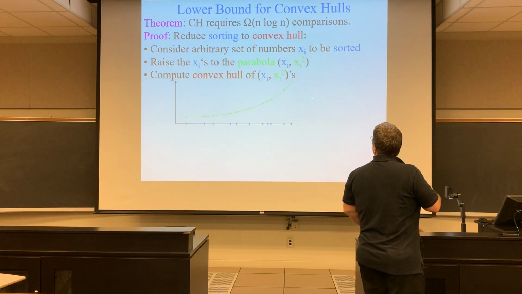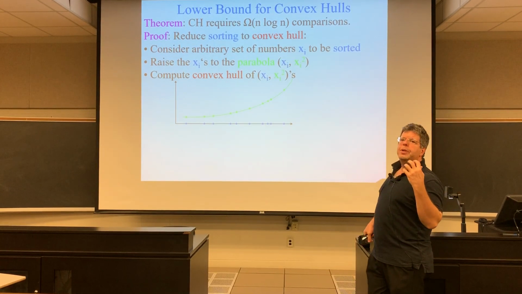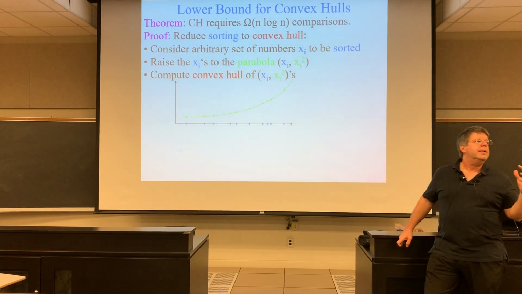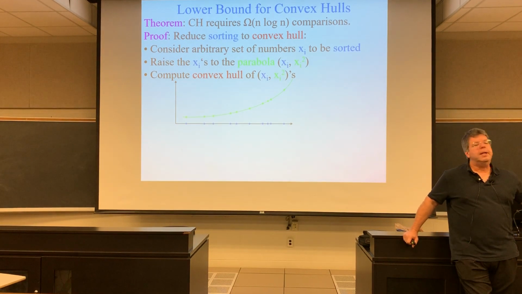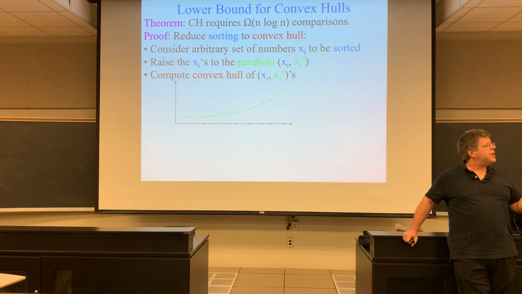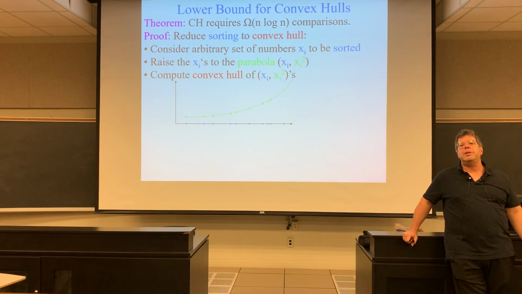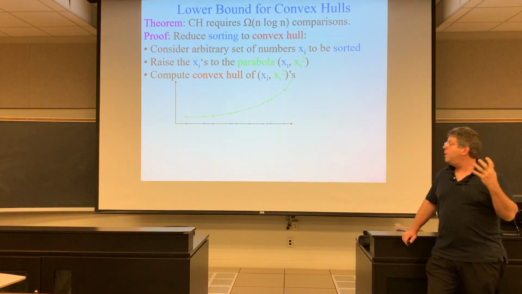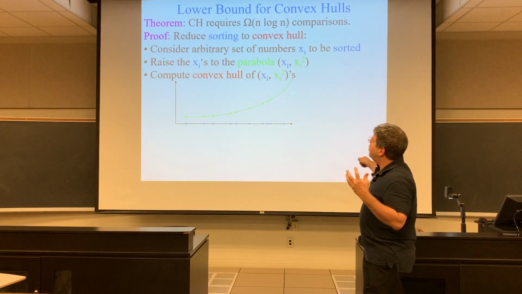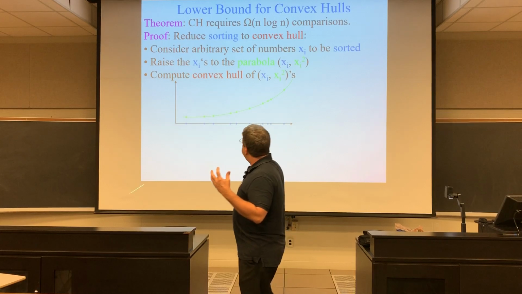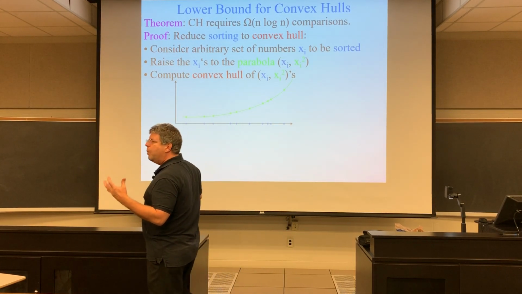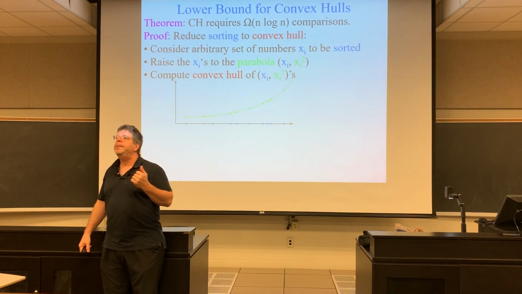Once you raise them to the parabola, take your convex hull subroutine, however fast it runs. Let's say somebody magically provided you a convex hull subroutine that runs in linear time. Never mind how, it's a black box, guaranteed to run in linear time and always correctly compute the convex hull. Take that black box subroutine and apply it to these green points on the parabola. What's the convex hull of these green points? What will the convex hull look like?